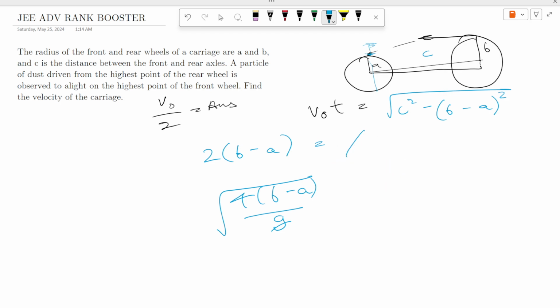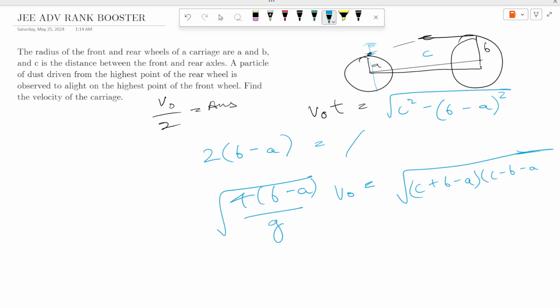Now let's see what we are working with. So we need to multiply it by v naught to get it equal to the expression for c. We can write it as c plus (b minus a) and c minus (b minus a). This is what we can rephrase it as, right?